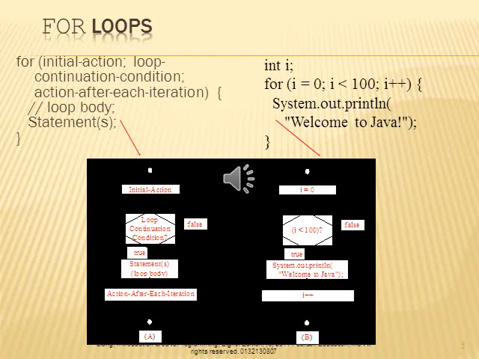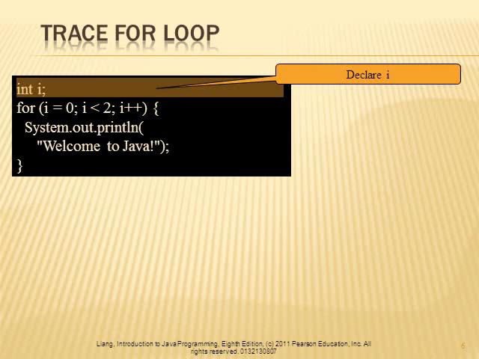Note that our actions in the parentheses for the for loop are separated by semicolons. It's very easy to make a little mistake and use a comma instead of a semicolon. But each of those actions is a separate statement. Let's take a quick look at a trace through a for loop. The first action in this code is i is declared. It's declared outside of the loop, and this is important, and later on we'll see why this is important.